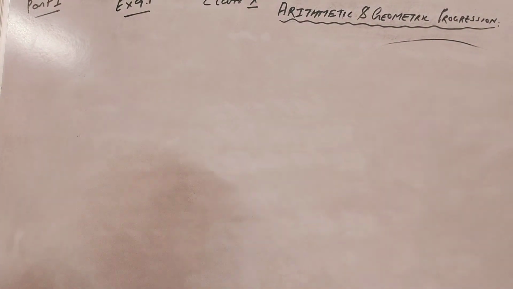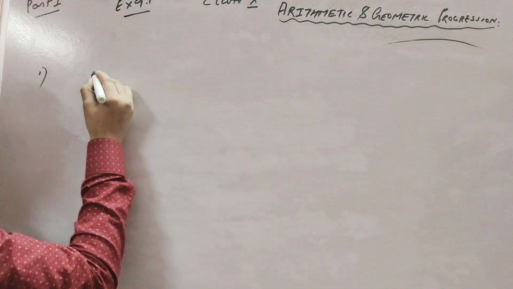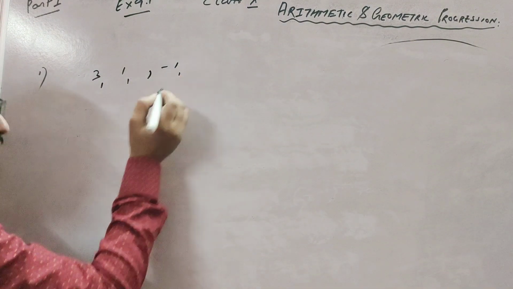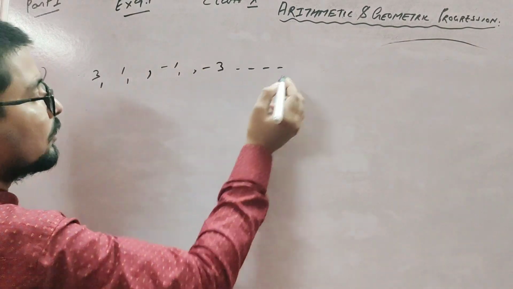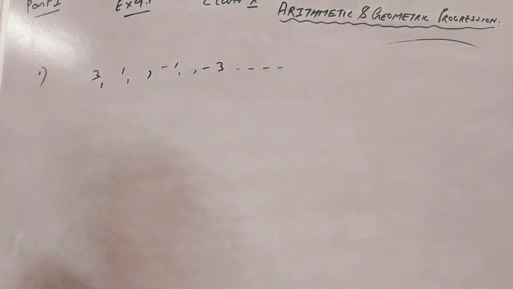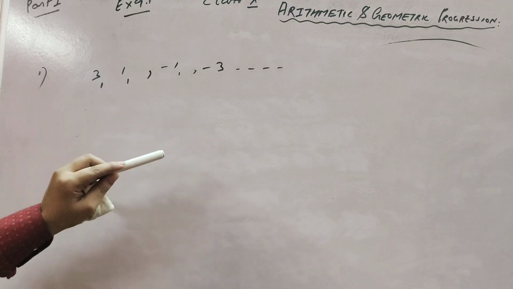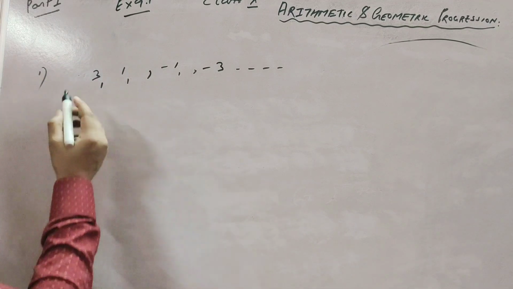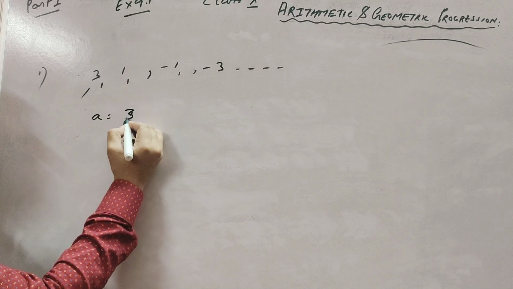In the first question, question 1, it is given 3, 1, minus 1, minus 3, and so on. Write the first term and the common difference. What is the difference between two numbers, and the first term? So we know that the first one is your first term. So A is called the first term. So the first term is 3.